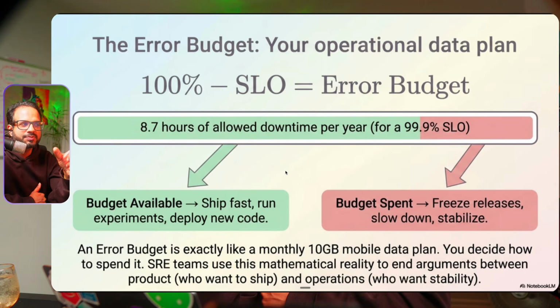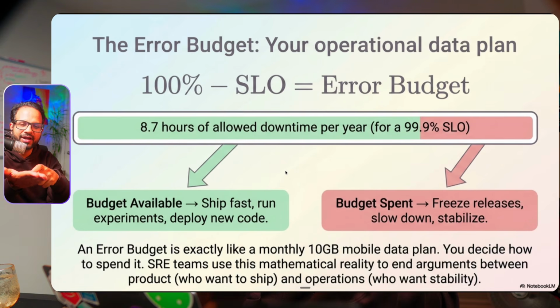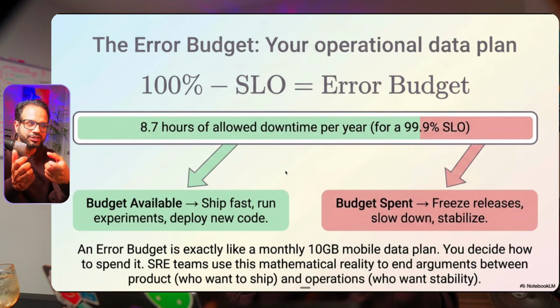How would you use this budget? Let's say by the end of the year, if you have a certain amount of error budget left, you try to experiment more, you try to deploy new code faster, you try to ship faster and do the things that had some risk of downtime earlier. But now because you have some error budget, you can make those changes.